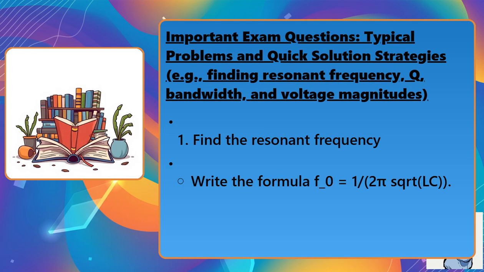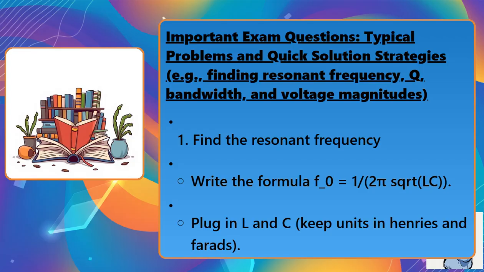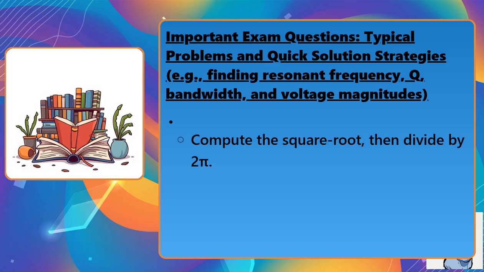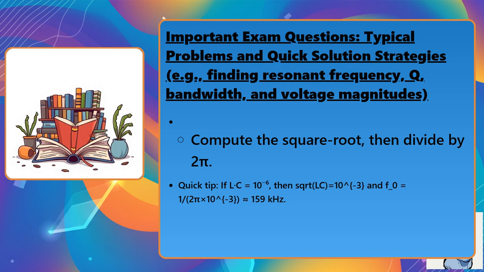1. Find the resonant frequency. Write the formula f₀ = 1/(2π√(LC)). Plug in L and C, keeping units in henries and farads. Compute the square root, then divide by 2π. If LC = 10⁻⁶, then √(LC) = 10⁻³, and f₀ = 1/(2π × 10⁻³) ≈ 159 kilohertz.